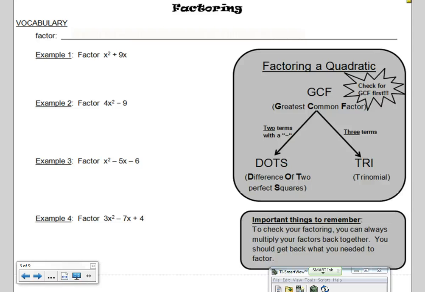Hi, today we're going to be talking about factoring. And what it means to factor is to split up the expression as a product of its factors. So basically, you have the answer to what was multiplied together. Now you have to figure out what it was that was multiplied, if that makes sense.